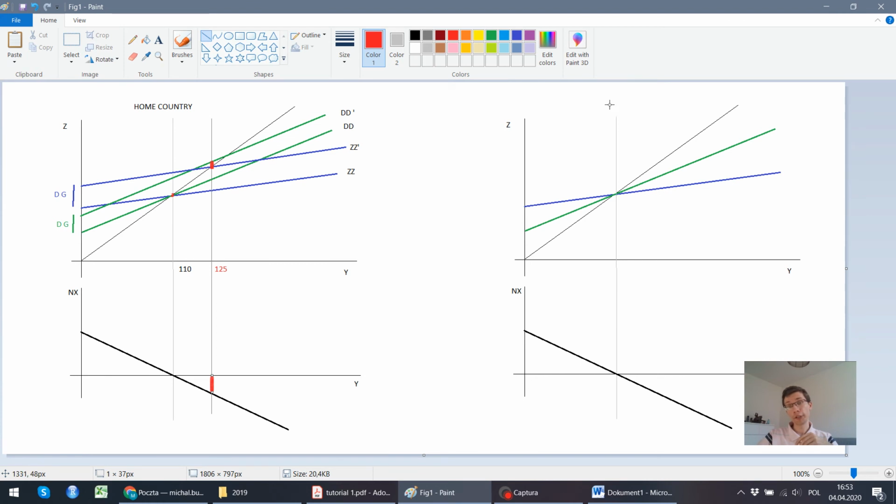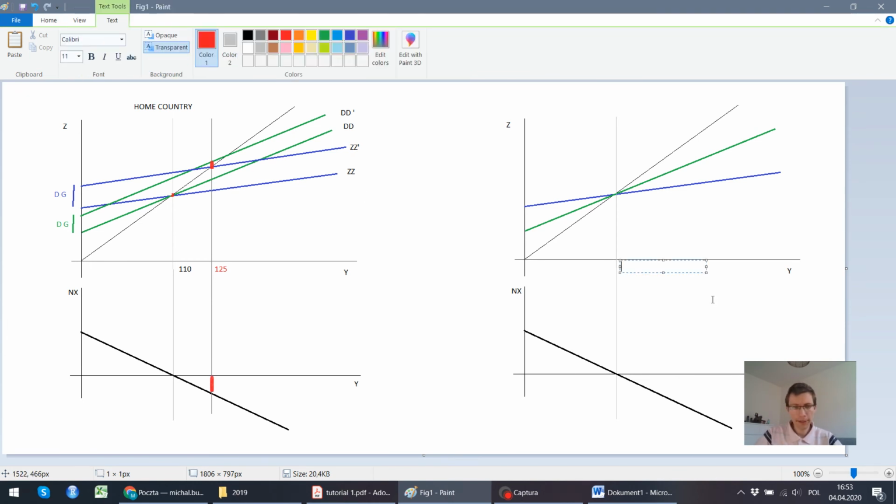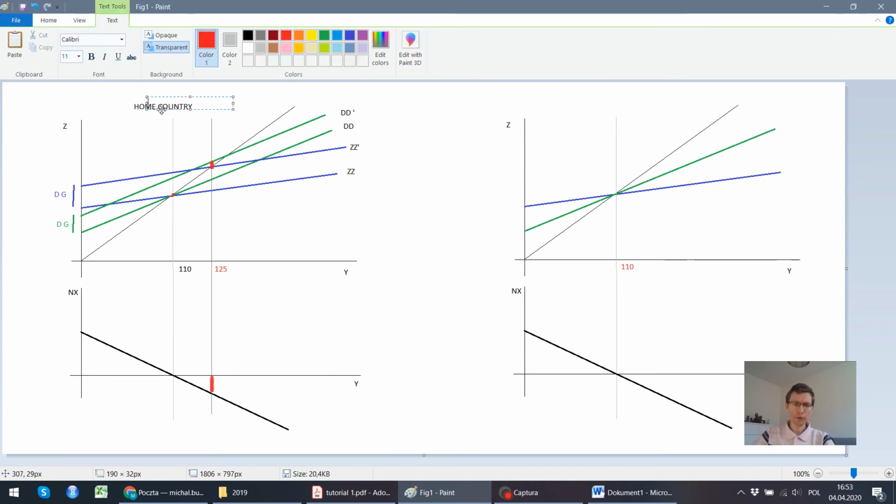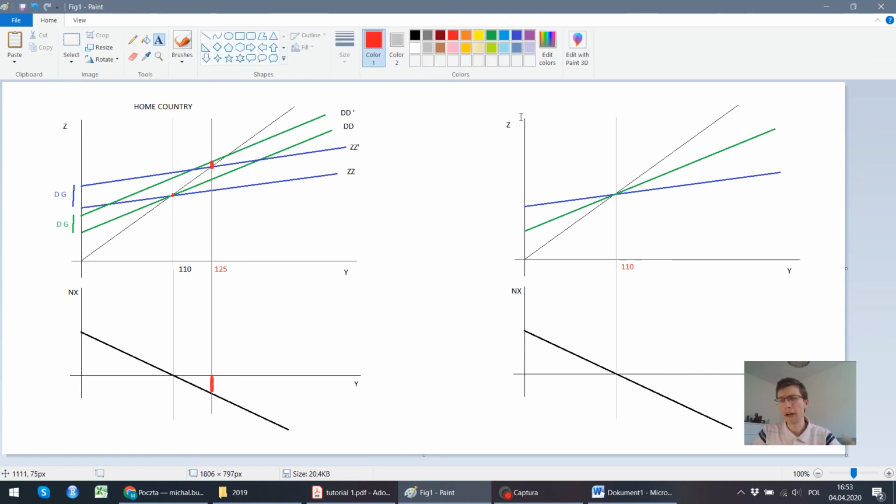Once again, we are starting from the initial equilibrium, which was 110, the equilibrium output, right? And now we have the following situation. So previously, you remember that the only thing that changed in the home country, once again, we are focusing only on the home country, even though, of course, in both countries, the situation is symmetric. So the graph would be identical for the home and the foreign country.